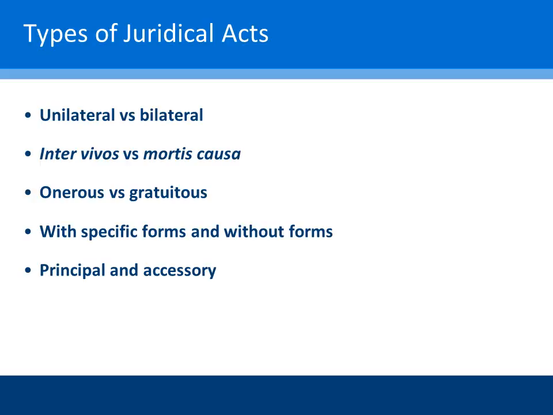Then we have acts which require a specific form and acts which do not require any form. Specific form can be registration, can be written form. The same example I used before, when you buy a house, you must have a written contract and you must register the contract to the land office. This is very different for a contract of purchasing a bicycle. You don't need any written evidence, you don't need any type of registration, because when you sell movable property, you don't need any special form.